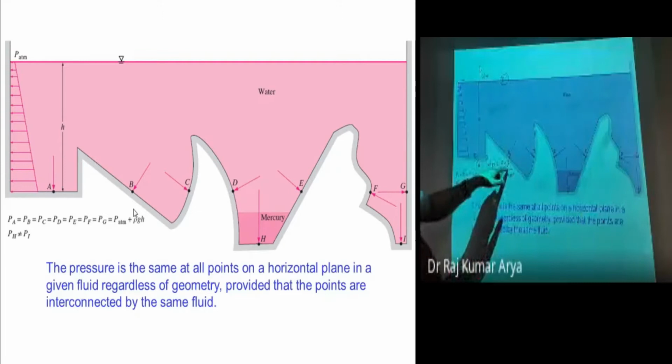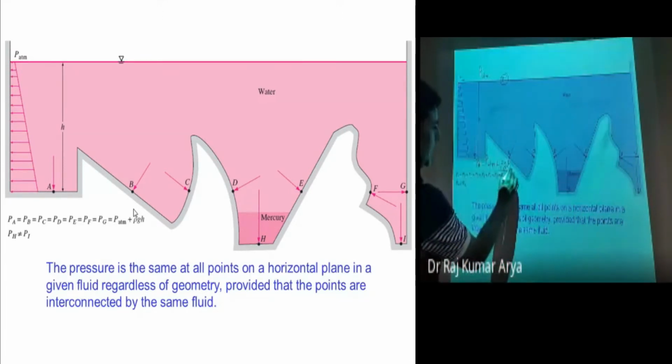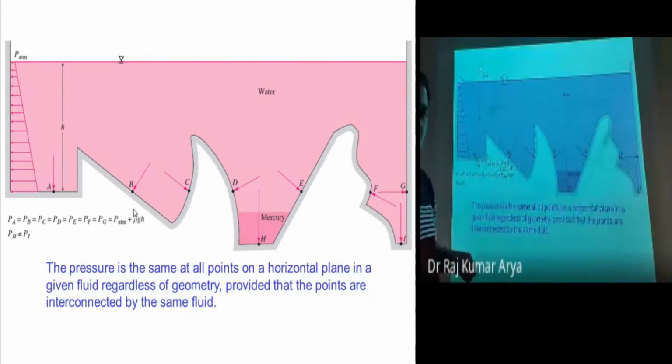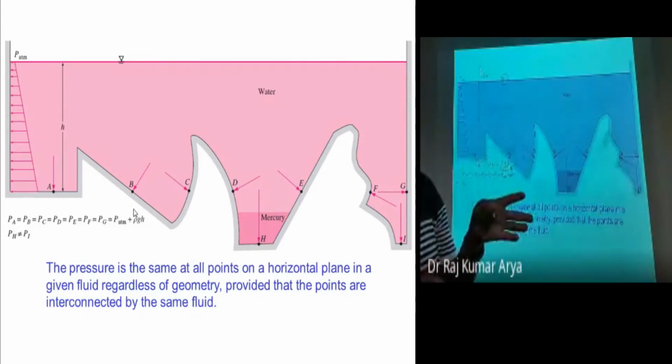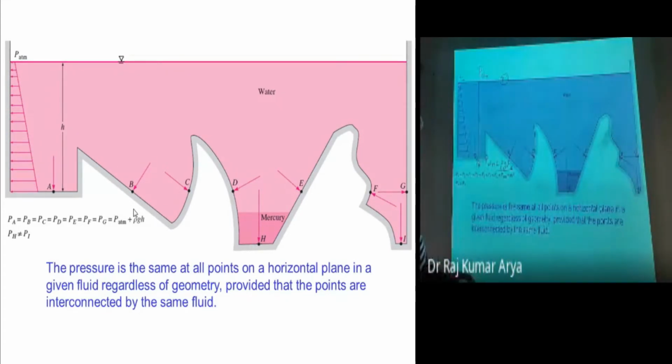So for ease of simplification, if you are calculating at point A, you can put HA for H, the depth of point A. So this would be the pressure at point A.